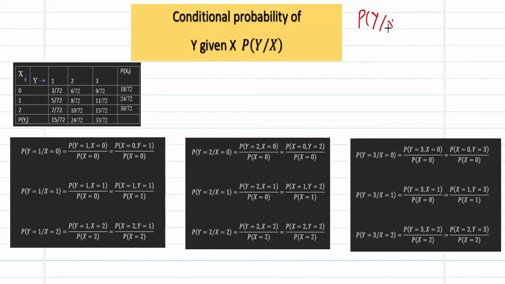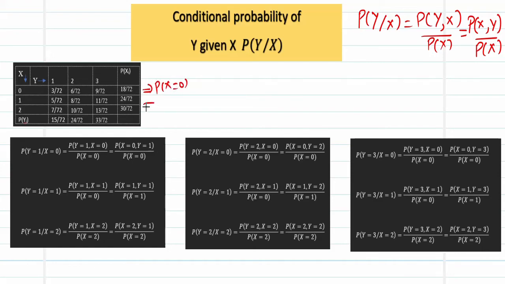Probability of y given x is nothing but probability of y comma x divided by probability of x. Now we know that x comma y and y comma x are the same. So first rewrite it in the standard format, P of x comma y divided by P of x. What we require over here is marginal values of x. Where are our marginal values of x? This is my probability of x equal to 0, this is my probability of x equal to 1 and this is my probability of x equal to 2.